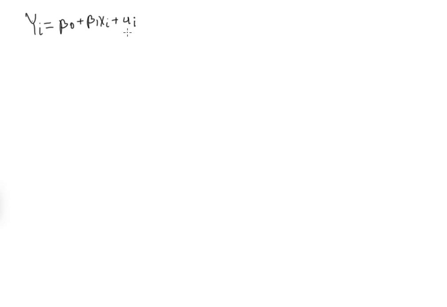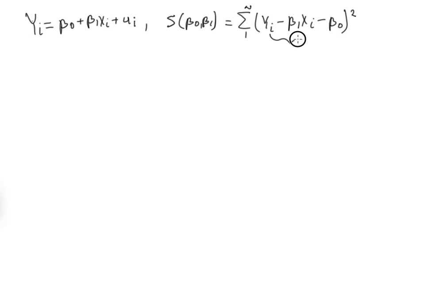Now, let's define a function for the sum of squared errors. That function is S of beta 0 and beta 1, and notice these are the unknowns in this case, equal to the sum from 1 to n of (y_i minus beta 1 x_i minus beta 0) squared. So this is basically the sum of squared errors, and this is basically u_i here.